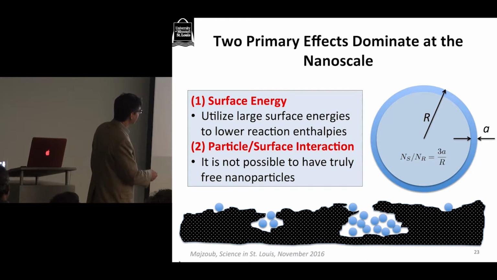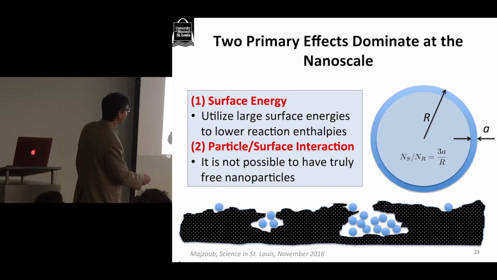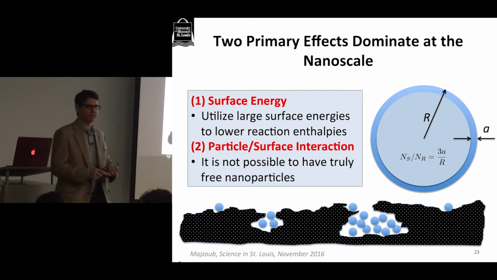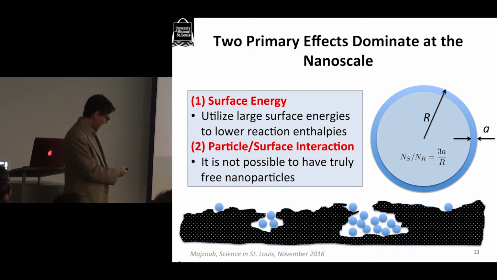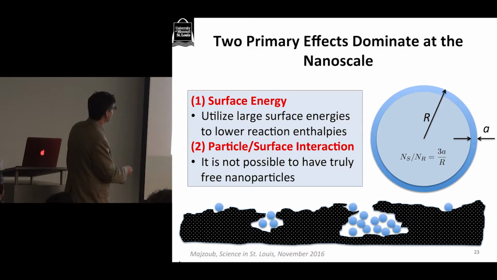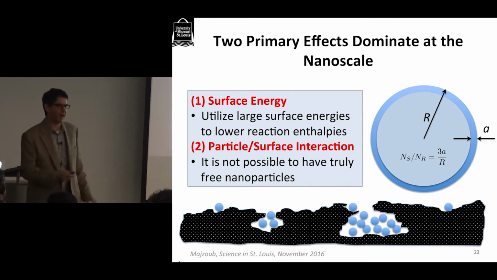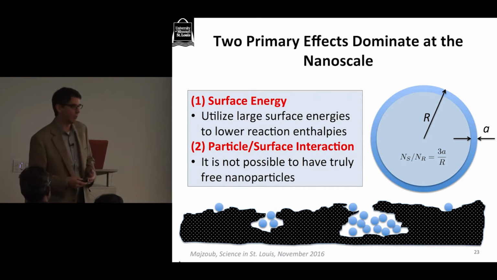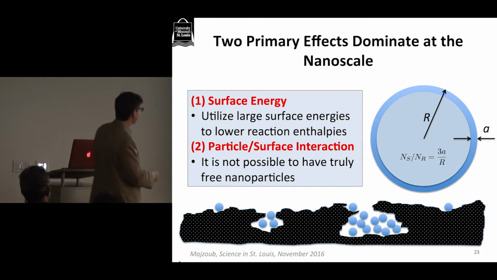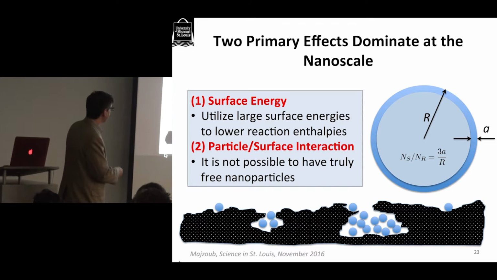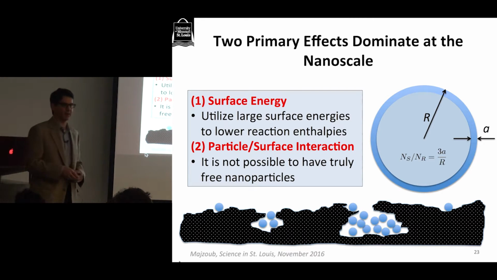And what that means is that the surface here contains most of the atoms, and then I have two things that dominate the properties of this little nanoparticle. One is that surface energy I mentioned earlier, and we can utilize those surface energies to do things like lower reaction enthalpies or make things more reactive and so on. And the second property is that particle surface interaction is very important here.